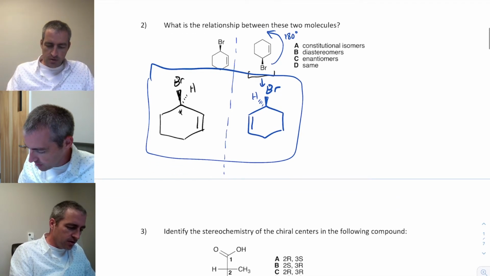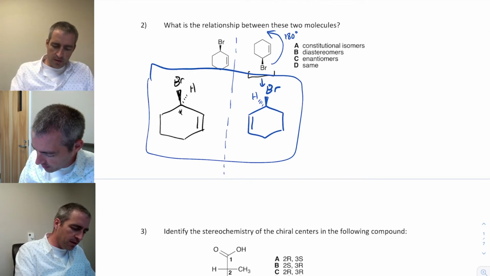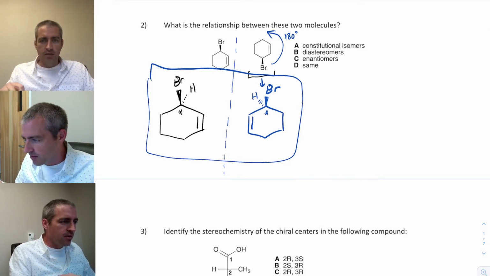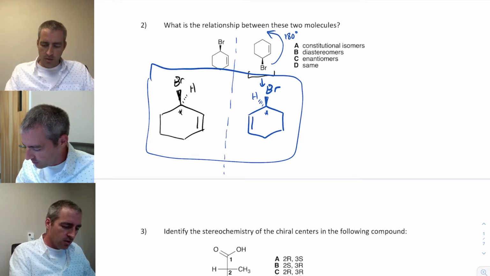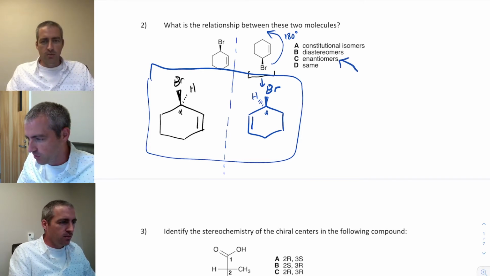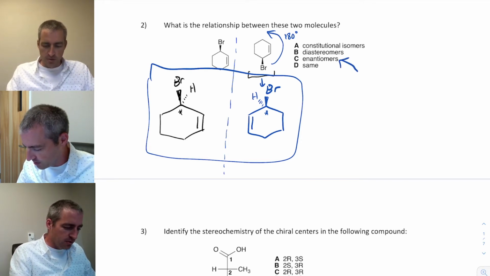in this structure you can see that they're mirror images of each other. They both have chiral centers. They're not superimposable because if you slide one on top of the other, everything lines up except the position of the double bond. So these to me look like enantiomers, chiral molecules whose mirror images are not superimposable.